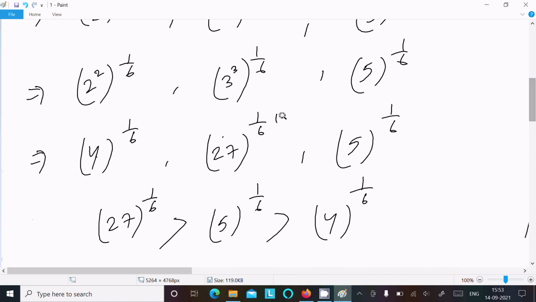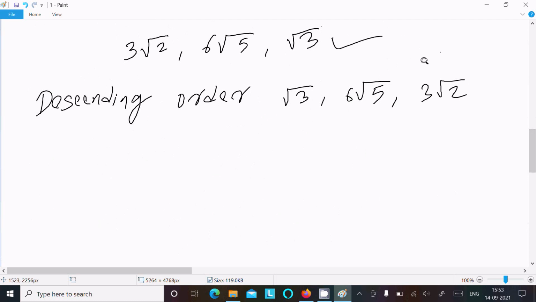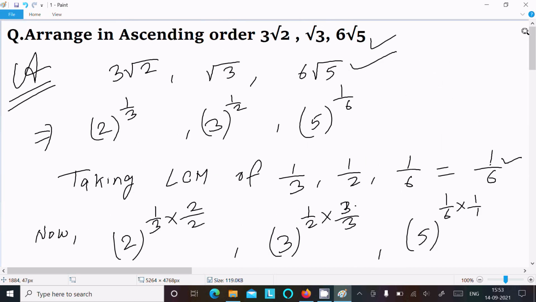Here the middle part is the highest, the second highest is the last part, and the smallest is the first part. So this is in ascending order, and this is in descending order. This is the way we can arrange the numbers. Now this video is over.